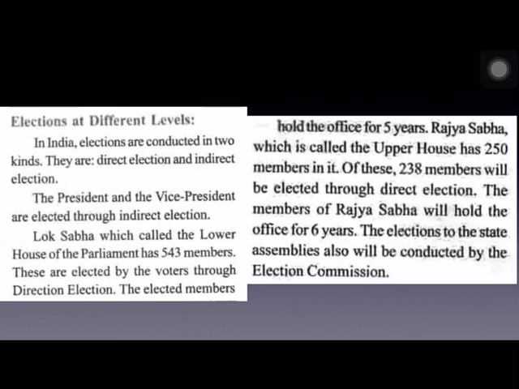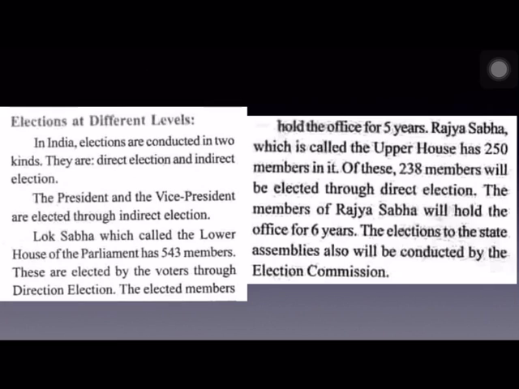Now, elections at different levels. In India, there are two types of elections: direct elections and indirect elections. The President and the Vice President of India are elected through indirect elections.